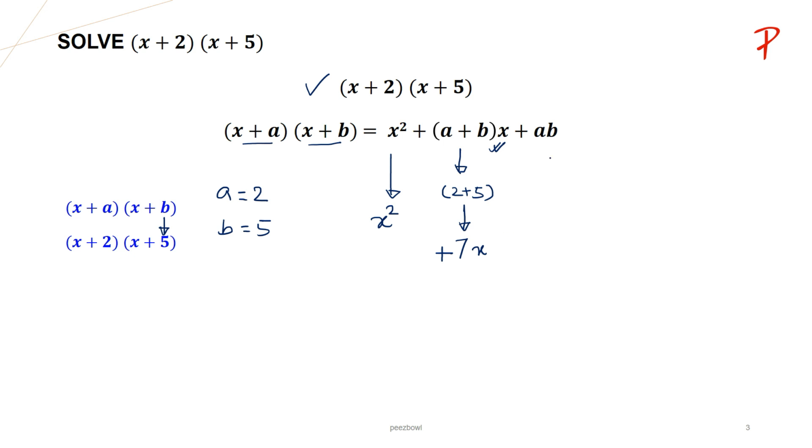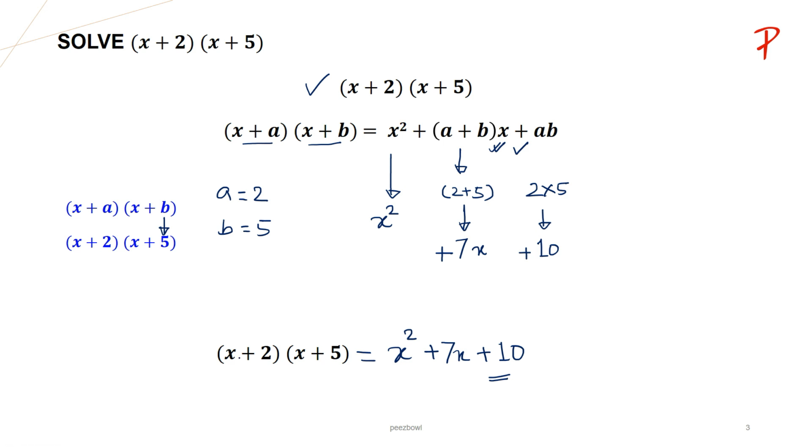And for the third step, for ab, let us multiply the numbers 2 and 5. 2 multiplied by 5 is 10. So for ab, I will write 10, as there is plus ab and after multiplying we get a plus sign. So this is going to be plus 10, right? So the final answer is (x + 2) multiplied by (x + 5) is equal to x square plus 7x plus 10, right?